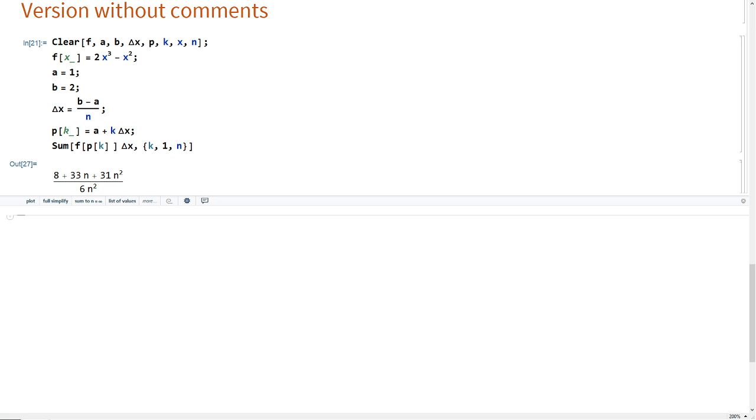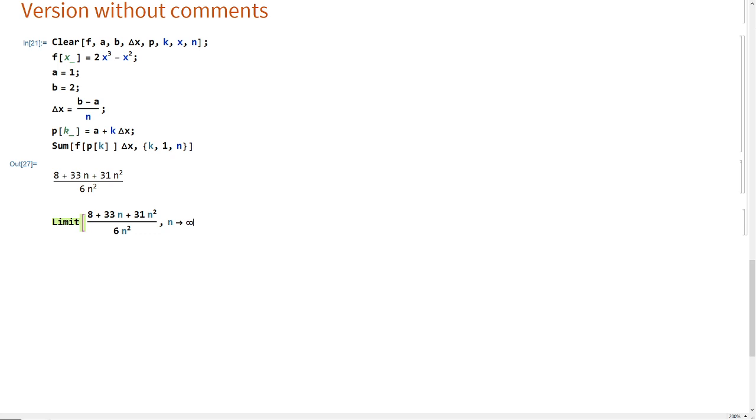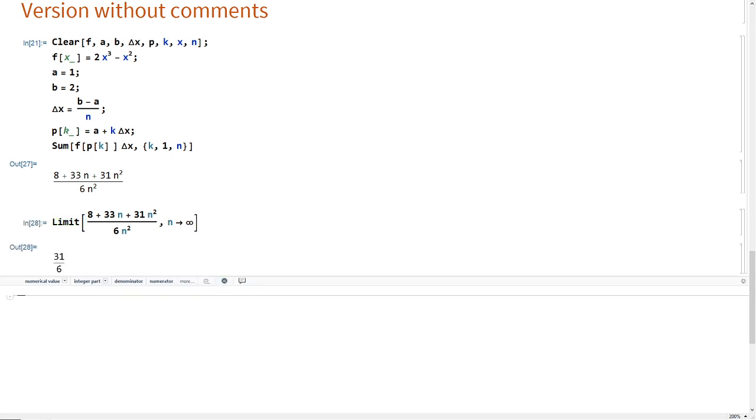Okay. So now you can use Mathematica, of course, to take the limit of this, as n goes to infinity. And look, there we go, 31 over 6. Which you could probably at this point already see, since the top and bottom are both degree 2, you just take the highest powers and divide them. So as far as any exam or anything like that, this would be perfectly fine for you.